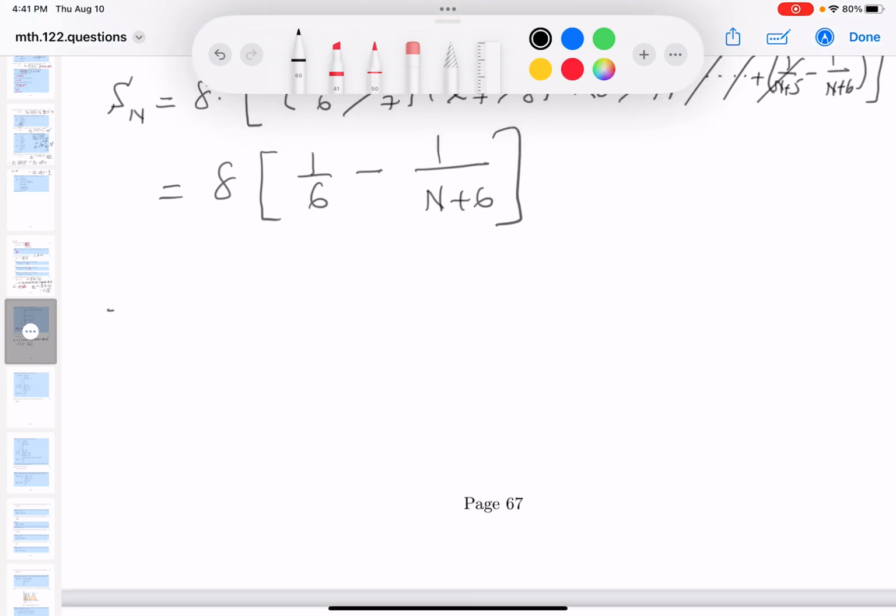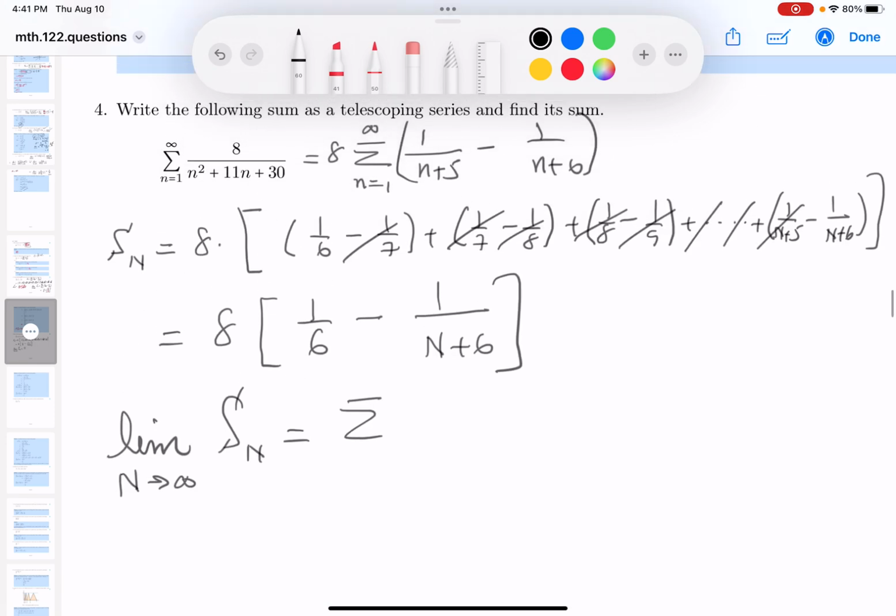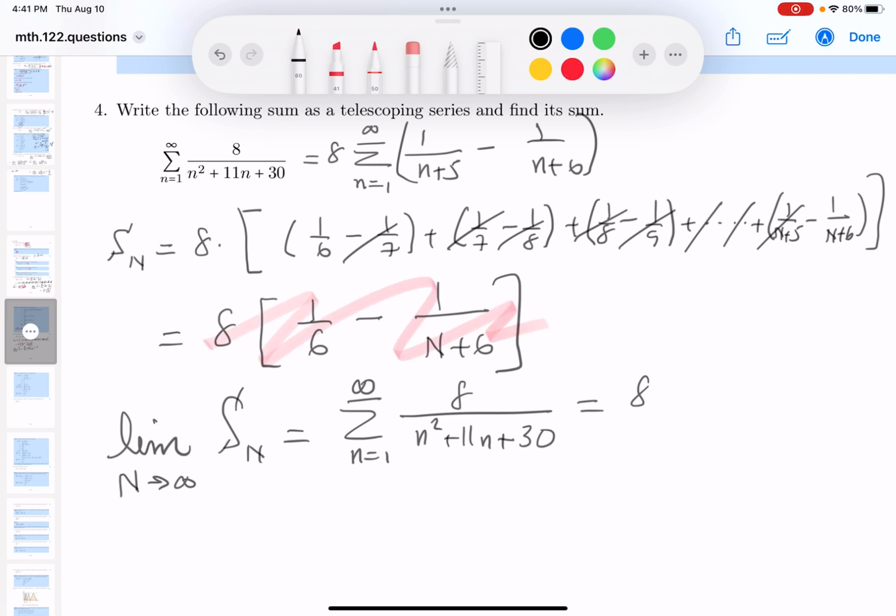What do I want? I want S infinity. How do I do that? The limit as n, whoops, sorry about that, as the big N goes to infinity of Sn, that would equal the sum. And again, I go back to this over here: the sum from n equals 1 to infinity of 8 over n squared plus 11n plus 30. Can I do that limit? I can. What do I get? 8. By the way, this is what I'm looking at over here. What's nice about that, when the big N goes to infinity, I'm left off with 8 times 1/6. What's that going to give me? 8/6. Divide by 2, 4/3. I'll put a box in that.